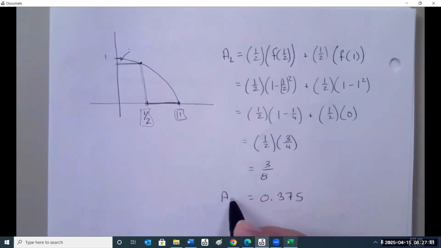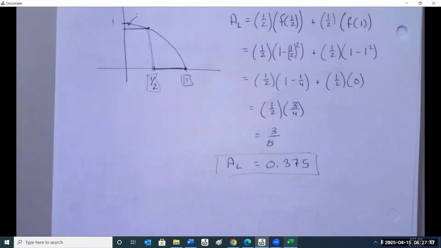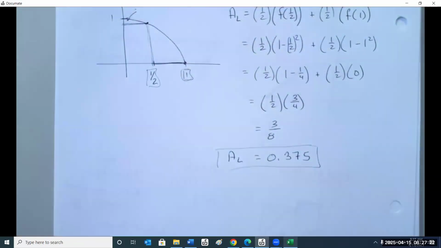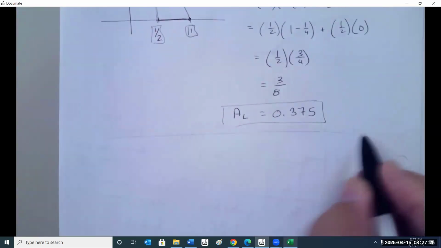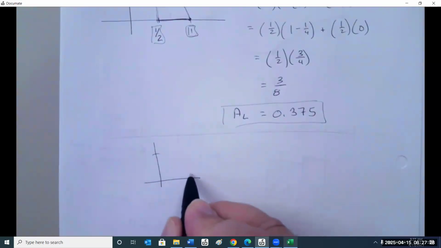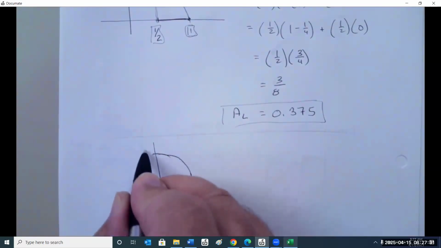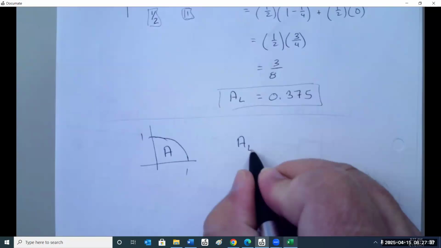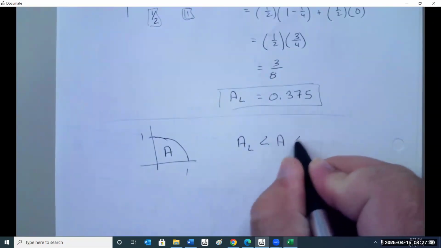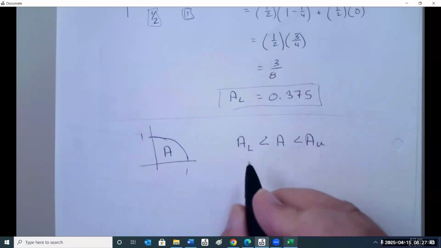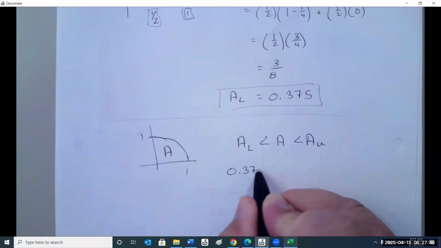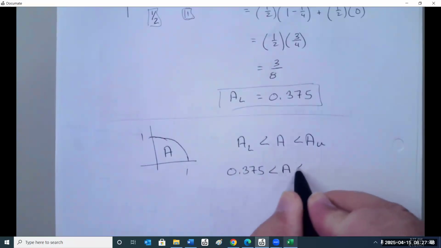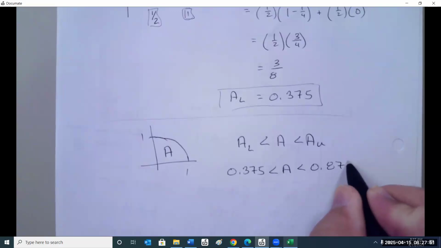So this is the lower sum. Remember, the true area under this curve is between your lower sum and your upper sum. So it's between 0.375 and 0.875.